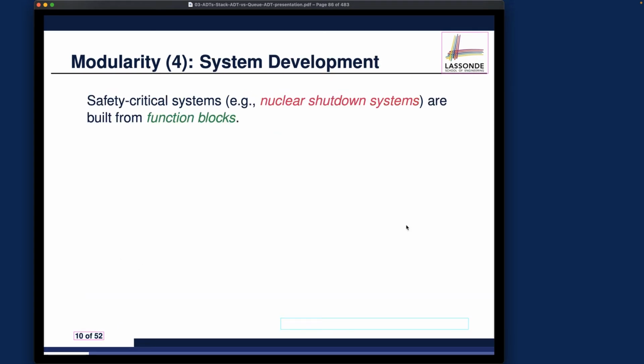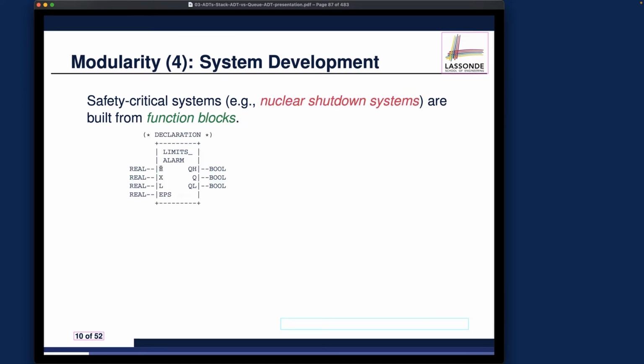And the fourth example is about system development. And especially, just for your knowledge, let's say you want to build a nuclear shutdown system, right? You want to build a shutdown system that can shut down the nuclear power plant whenever, for example, the condition is critical. In that case, how can you build different function blocks? Let's talk about one example here.